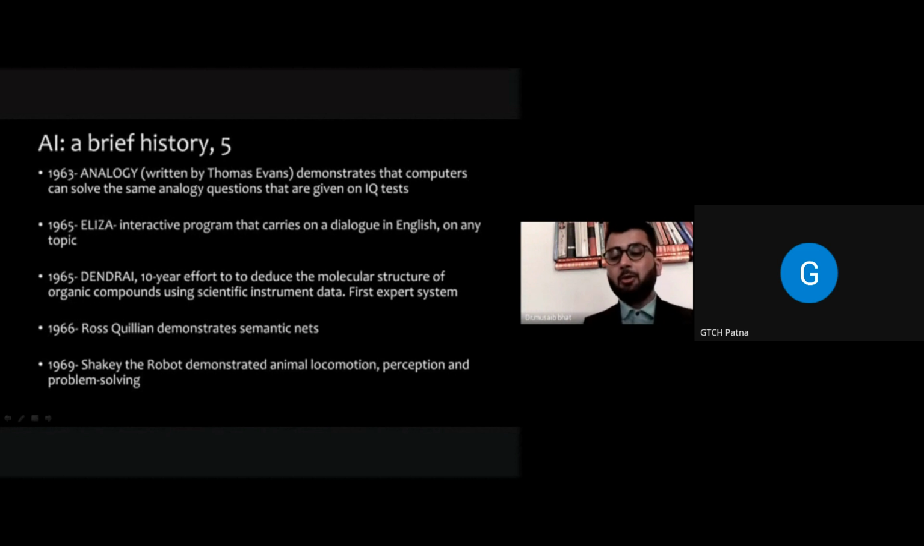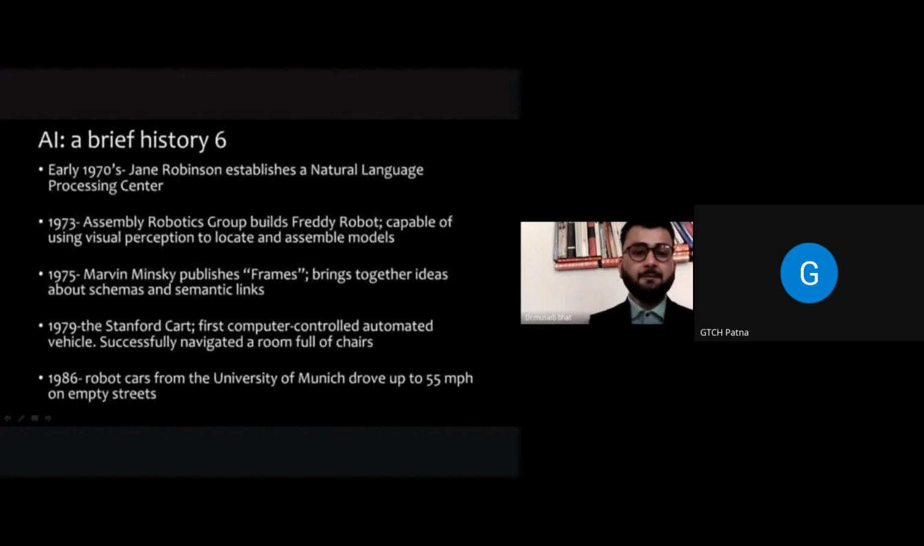Shakey the robot was created. It demonstrated animal locomotion, perception, and problem solving. It was in 1969. Then in the early 1970s, John Robinson established a natural language processing center. So from machine learning we went on to natural language. I will explain these terms later. In 1973, the Assembly Robotics Group built the Freddy robot, which was capable of using visual perception to locate and assemble models.